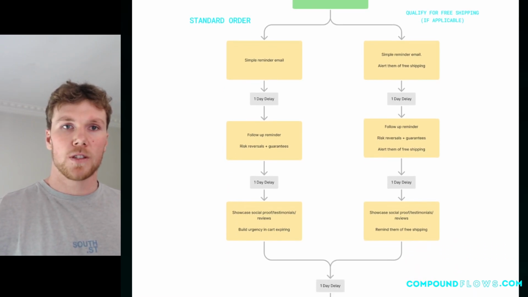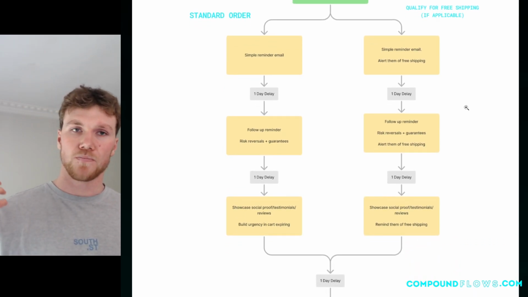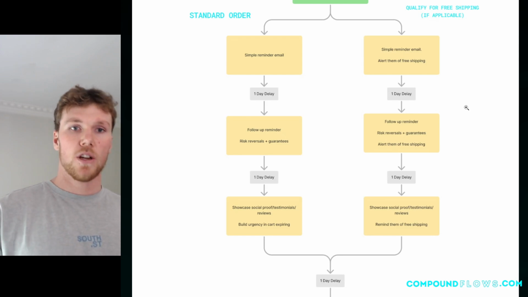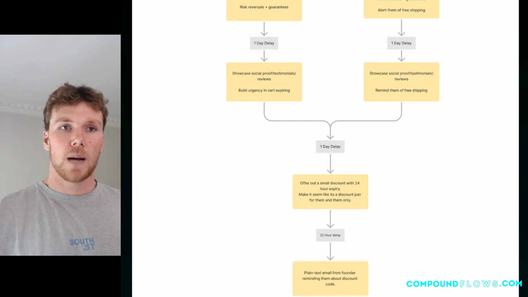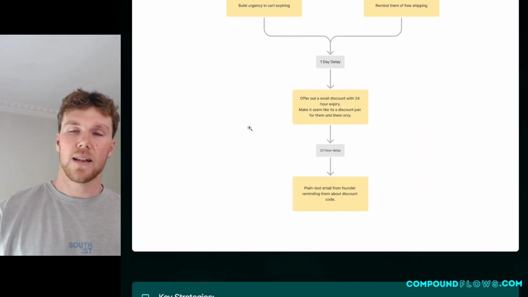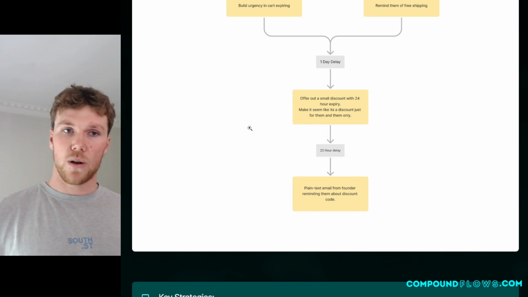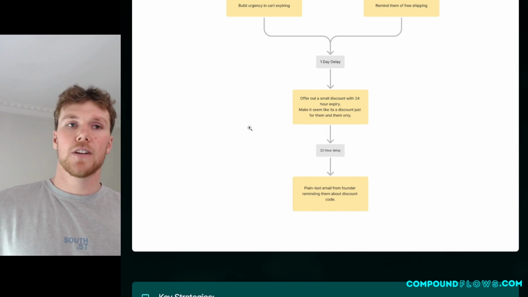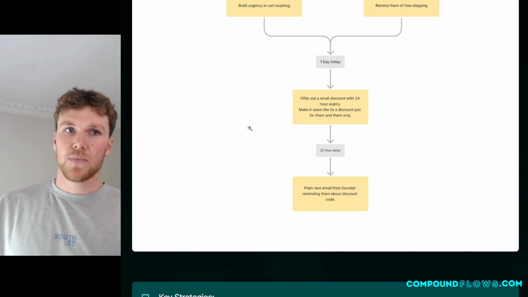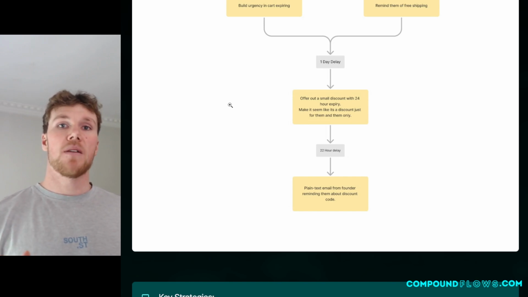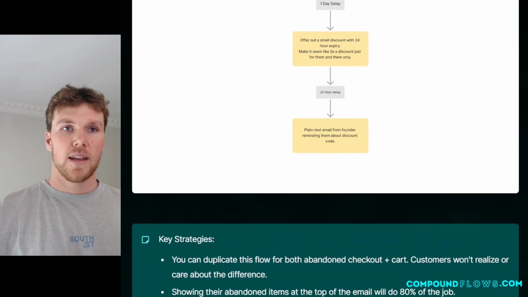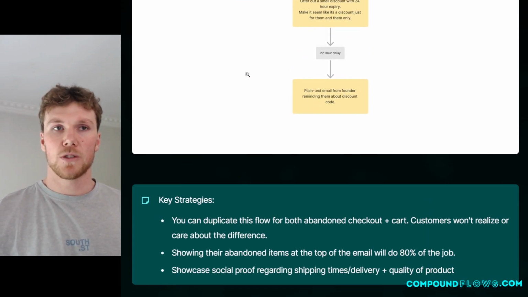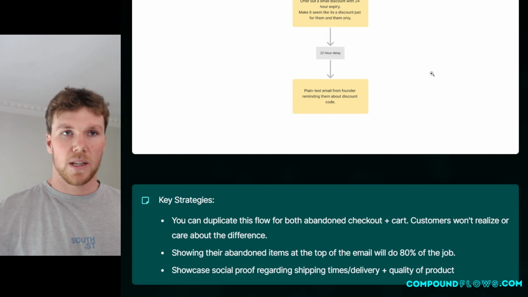Now, if they haven't bought after that first email, that's when you want to start bringing in some risk reversals, guarantees, and social proof as well. And like I just said, on this side, you want to be reminding them of free shipping. If they still haven't bought up to this point, that's when you want to start pointing out a discount code or something along those lines, just as an extra incentive to get them across the line, and make it seem like that discount code is for them and them only. That personal touch goes a long way. And like every discount code, we want to follow up, usually with a plain text email from the founder, just reminding them about that.